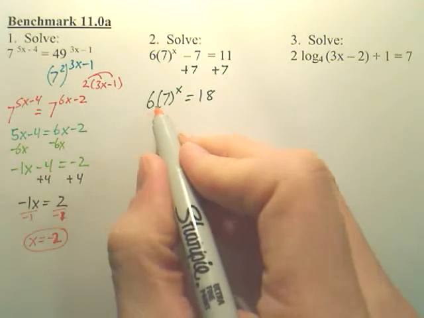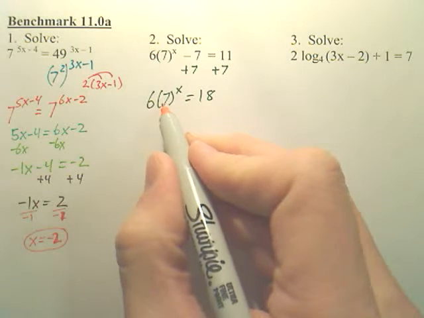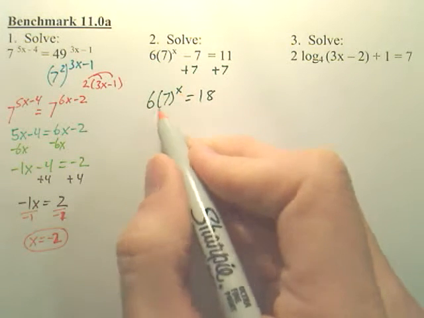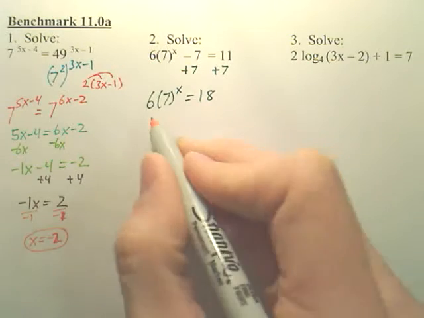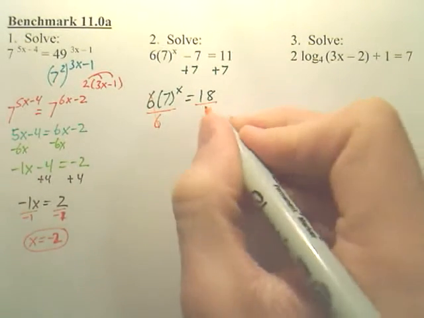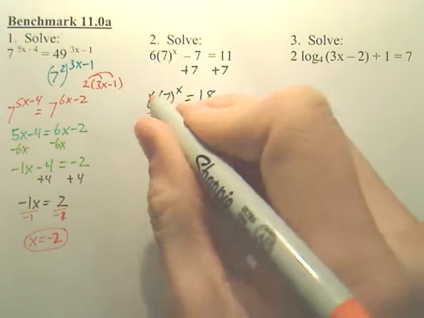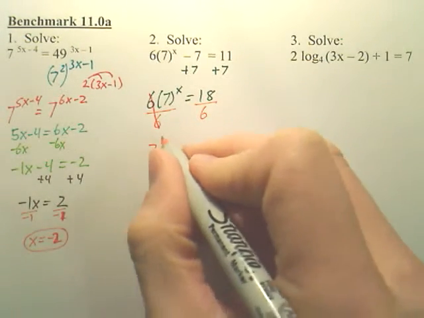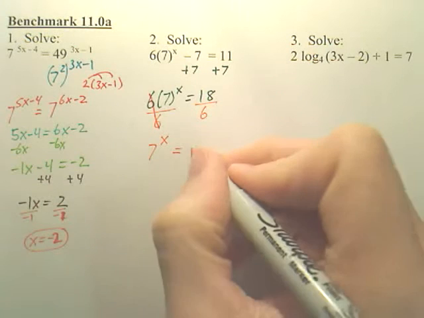Now, a lot of people like to go 6 times 7, but you can't do that, because that 7 has a power, so you can't bring that 6 in there. So to get rid of the 6, you divide it over. That's gone. So when that disappears, we end up with 7 to the x equals, looks like 3.